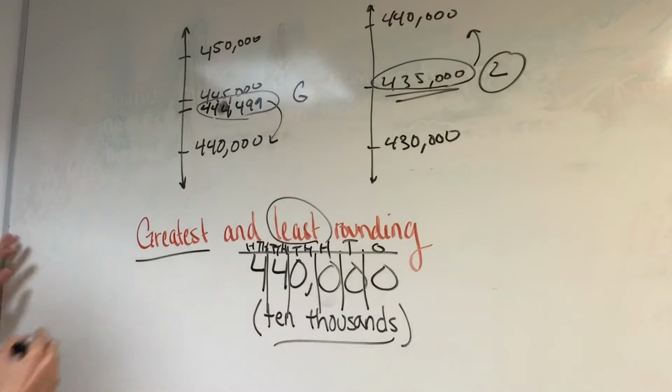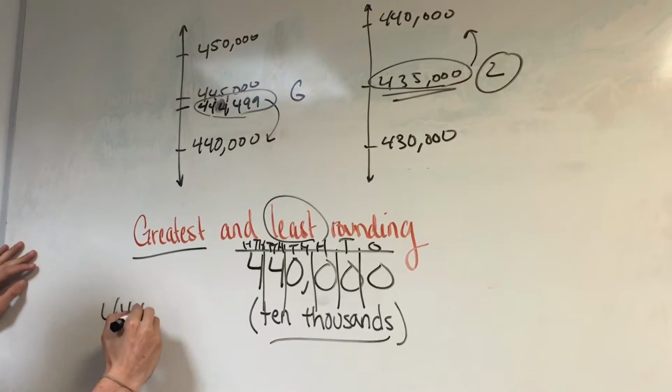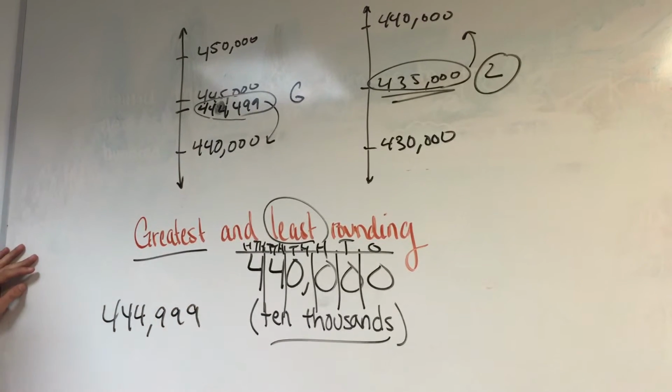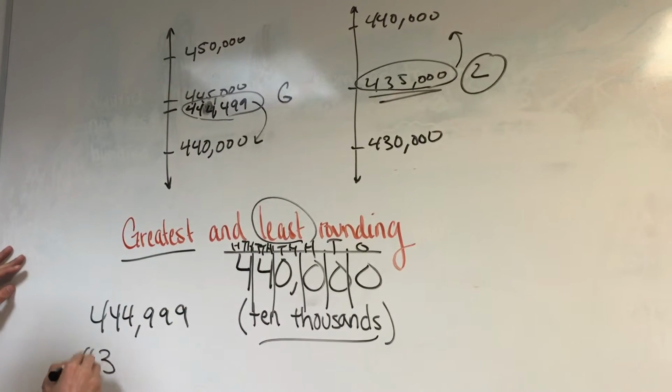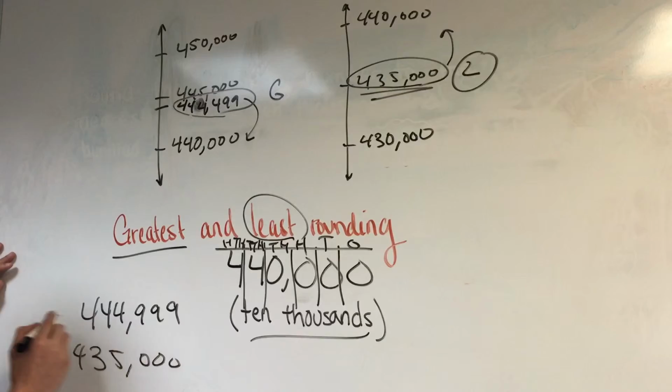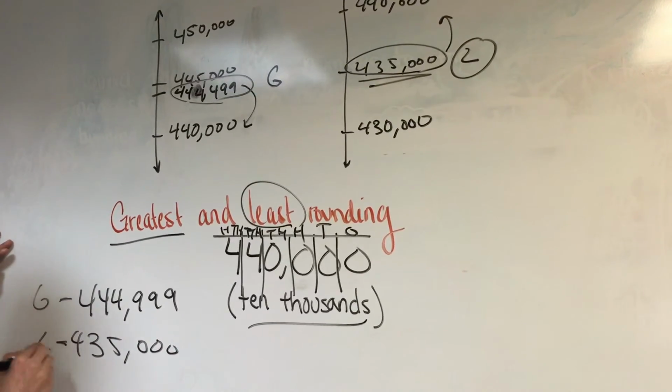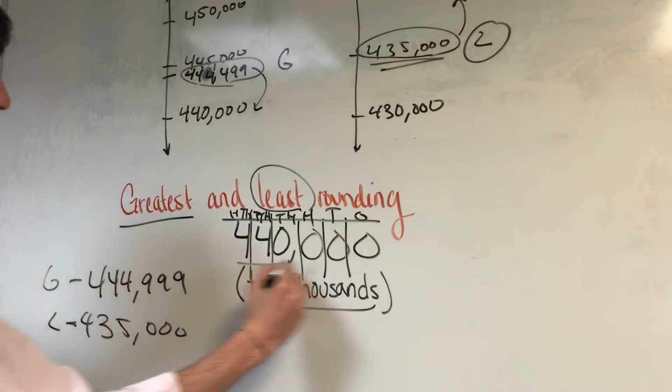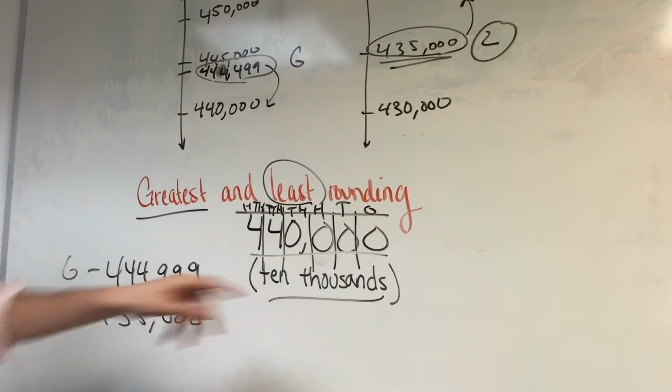So now I label. My greatest is 444,999, and my smallest is 435,000. This is my greatest, and this is my least, and they both round to 440,000 to the nearest 10,000.